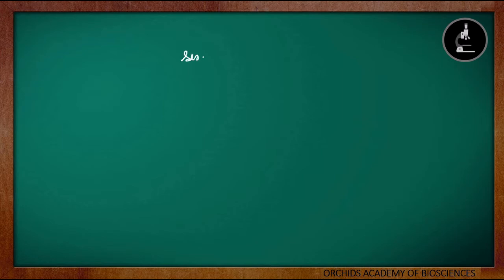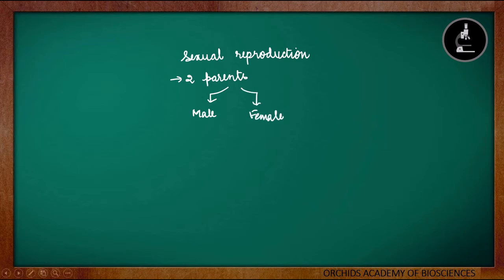So what is sexual reproduction? Even in the previous videos we have discussed what is sexual reproduction. It is a method of reproduction in which two parents are involved. And these two parents are of different sexes. For example, in the case of human beings, one parent is male, another one is female. So sexual reproduction involves two parents which are from two different sexes. One is male and another one is female.